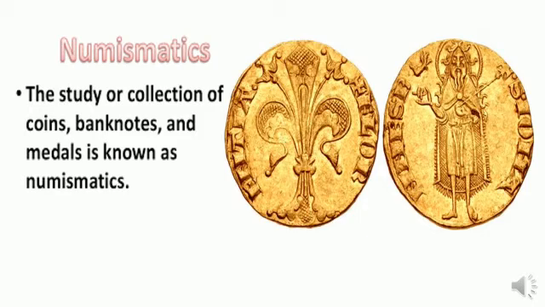Now, numismatics. Students, the study or the collection of coins, banknotes and medals is known as numismatics. The study of coins is called numismatics. The writings on the coins give us the names of the kings or the queens who issued them. These coins are also one of the main sources of this historical time. They tell us about the kingdoms in which they were established, about the rulers, about their dynasties.